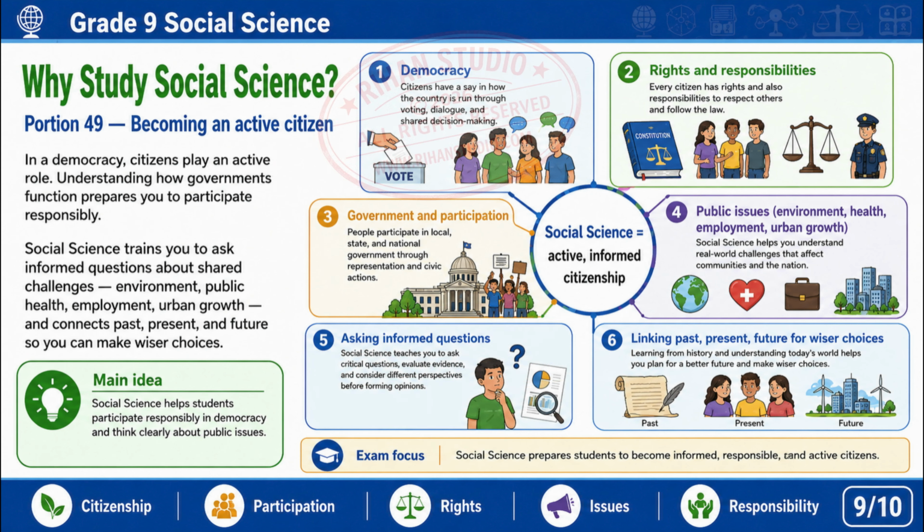Becoming an active citizen. In a democracy, citizens play an active role. Understanding how governments function prepares you to participate responsibly. Social science also trains you to ask informed questions about shared challenges, environment, public health, employment, urban growth, and connects past, present, and future so you can make wiser choices.